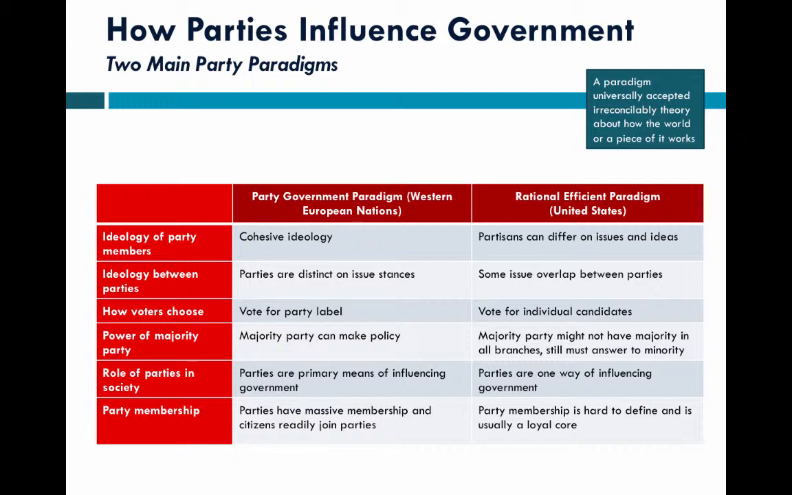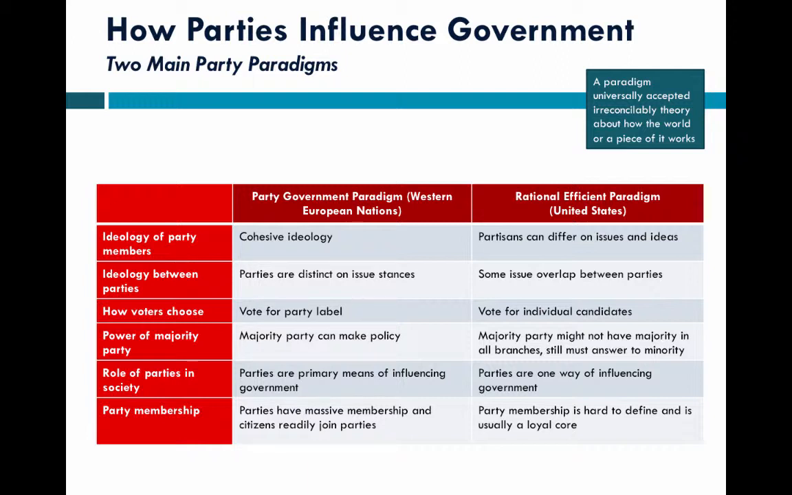And the roles of the party are different. In the party government paradigm, the parties are the primary means of influencing government, and as a result, they have massive membership and participation. But in the US, the parties are only one way of influencing government. We have interest groups and individual ways of contacting and influencing our members of Congress and elected officials. So that party membership is hard to define. It's not consistent, and it's usually a loyal core with circles of influence moving outward.